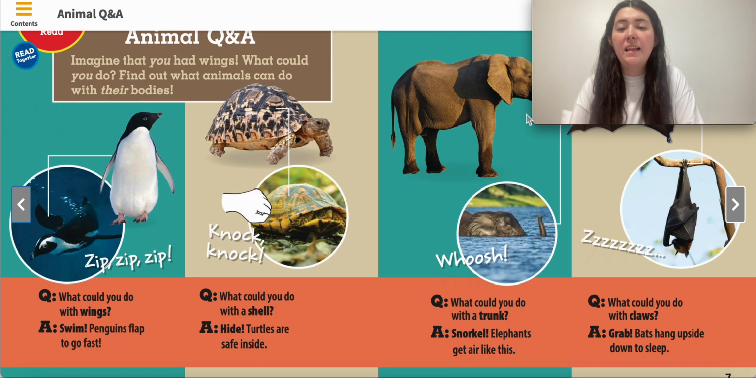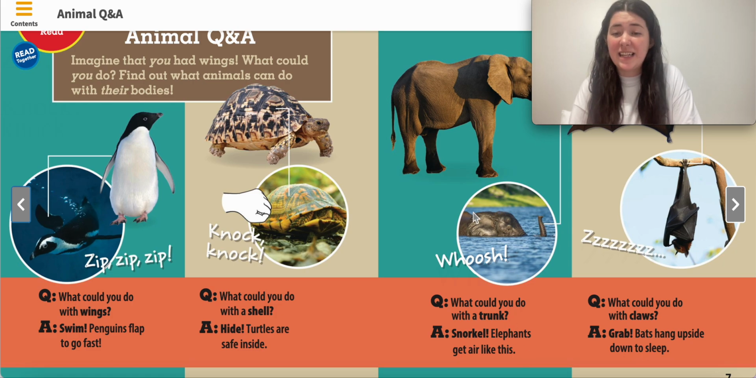This one is an elephant right here. It says whoosh, and look at this elephant. It looks like it's taking a dip. Question is, what could you do with a trunk? What do we think elephants do with a trunk? Anybody know? The answer is snorkel.